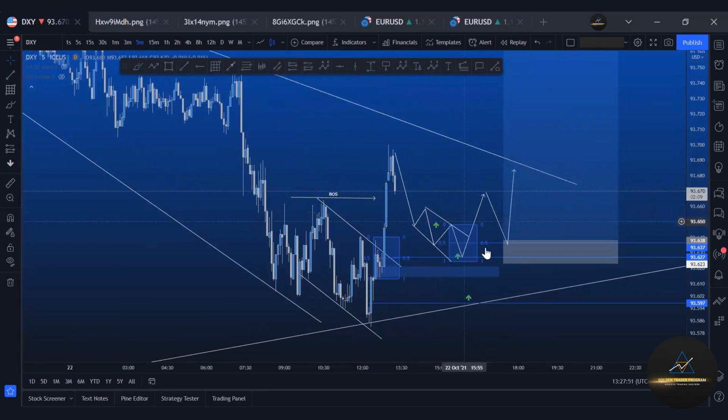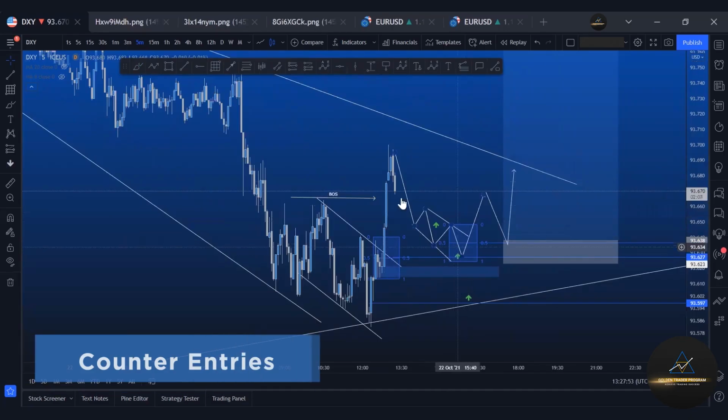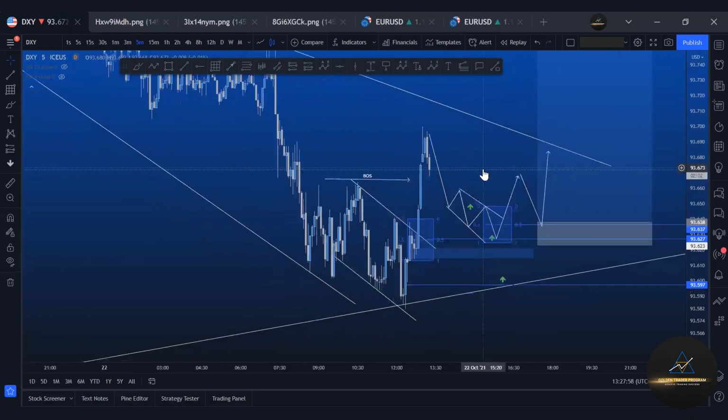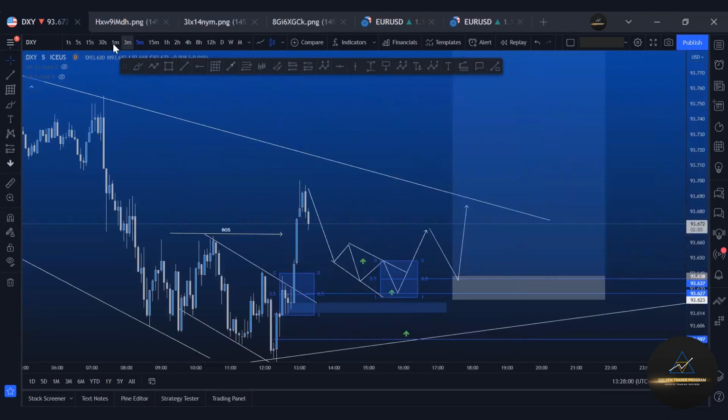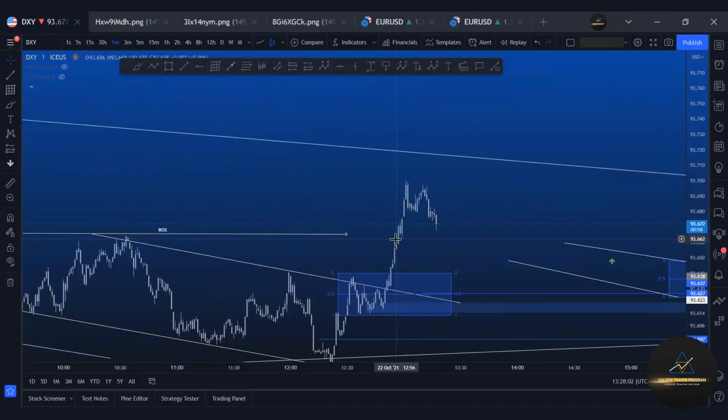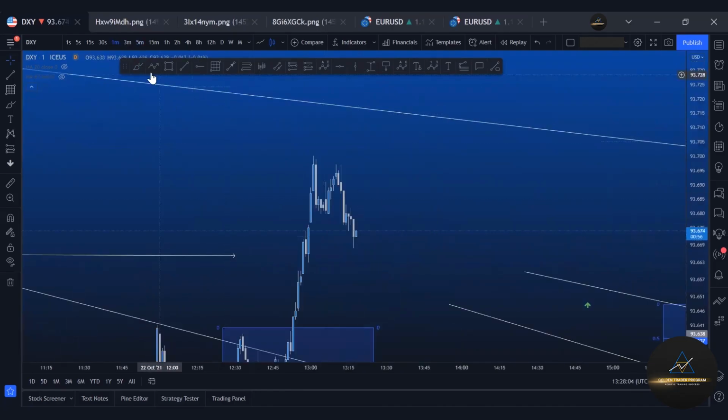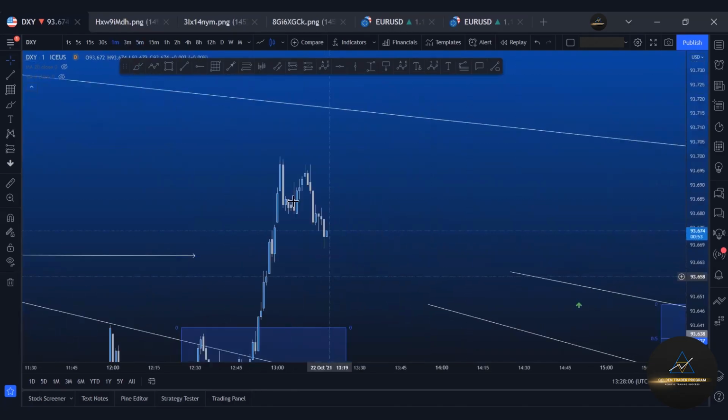Now, let's look at this. We're expecting a buy, but why not sell it on the way down if we're expecting a buy? So when you look for a potential entry, let's go to the 1 minute time frame, and we're still implementing the same thing. You've got your breaker structure.